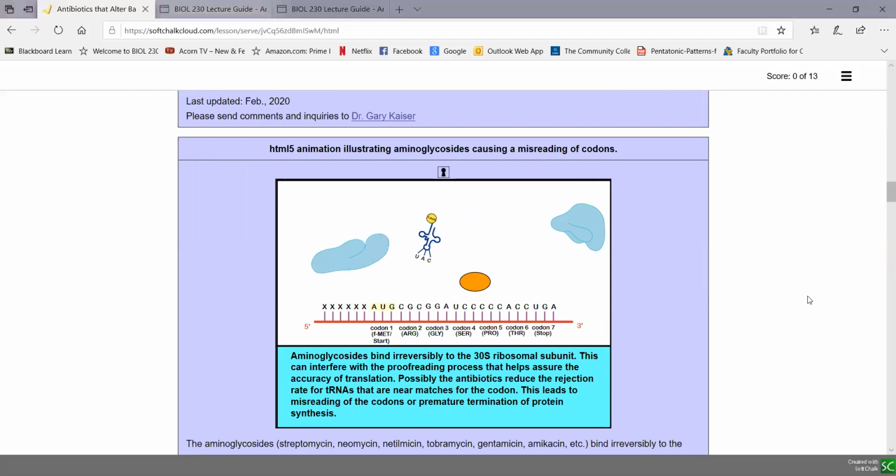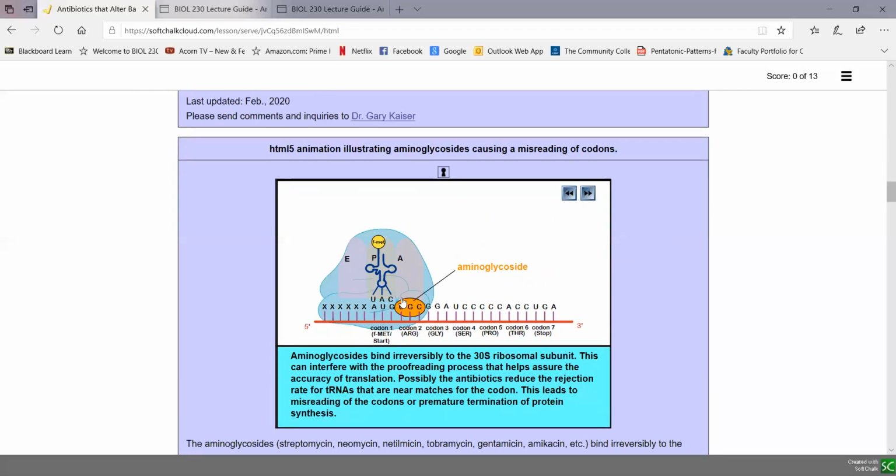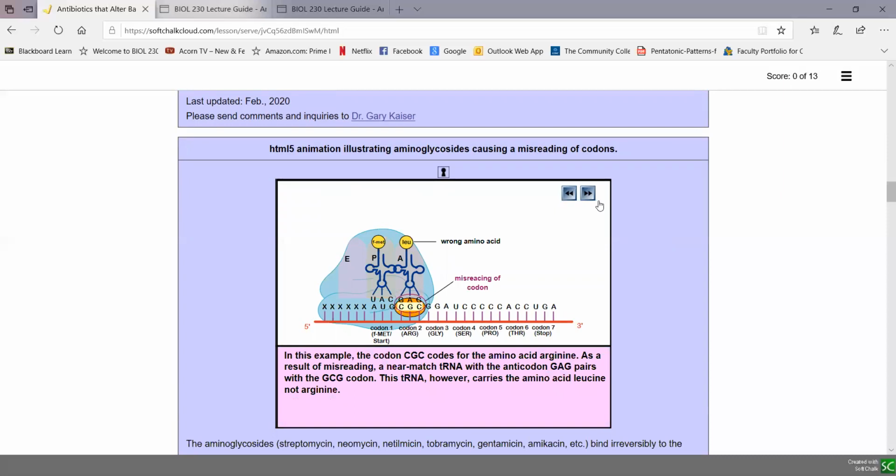showing misreading of codons. So once the 30S subunit attaches to messenger RNA and the 50S attaches, the aminoglycosides are now attaching to CGC, which is the codon for arginine. Now, normally a transfer RNA with a GCG anticodon would hydrogen bond there. And that transfer RNA with a GCG anticodon would carry arginine. But because this is distorted here, picture U-shaped, the transfer RNA only has to match the two on the end. So here's a transfer RNA that's GAG anticodon.